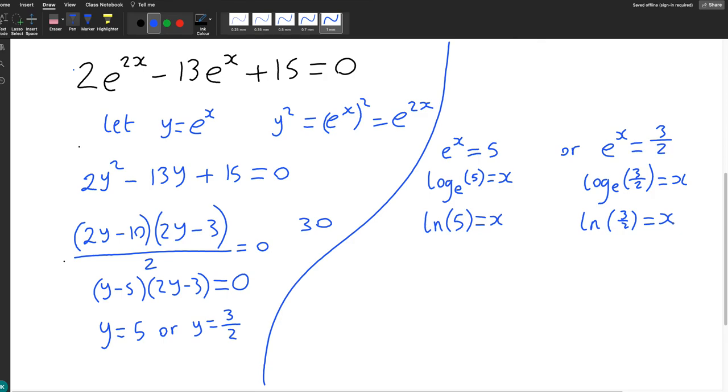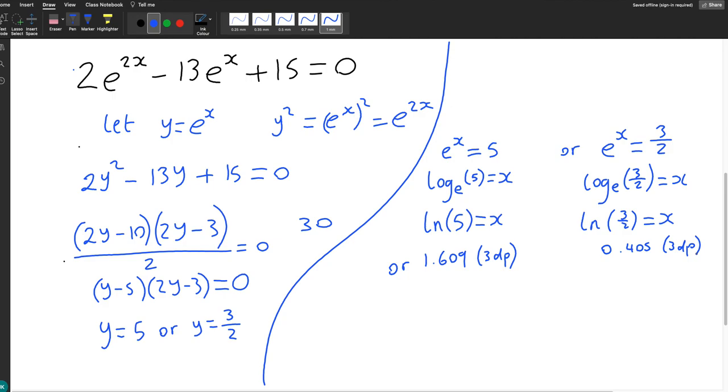Those are exact answers, and just to use the calculator, if I wanted to have some sort of approximate value, that's 1.609 to 3 decimal places, or what's the other one going to be? ln of 3 over 2. That is 0.405, again to 3 decimal places.